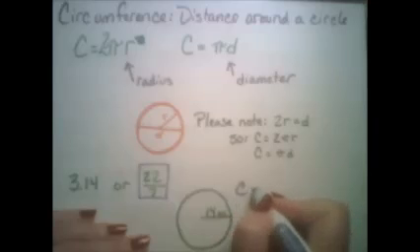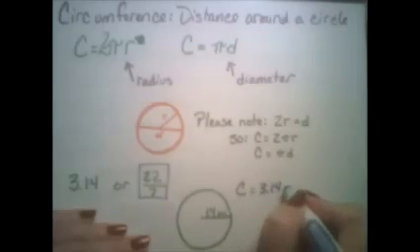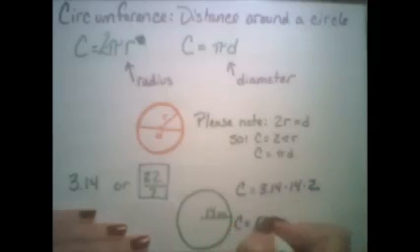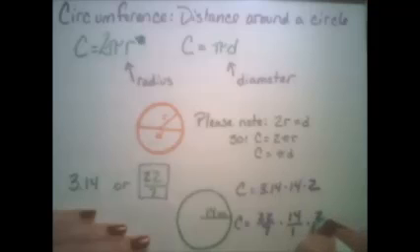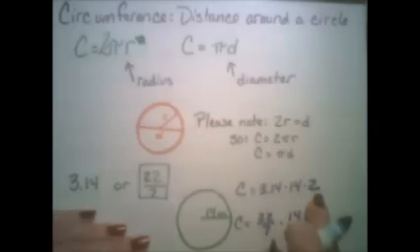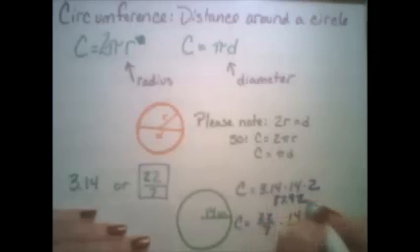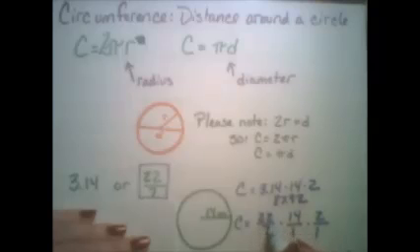So circumference here equals 3.14 times r times 2, or pi times r times 2. Now, if you put this in a calculator, you end up with 87.92.